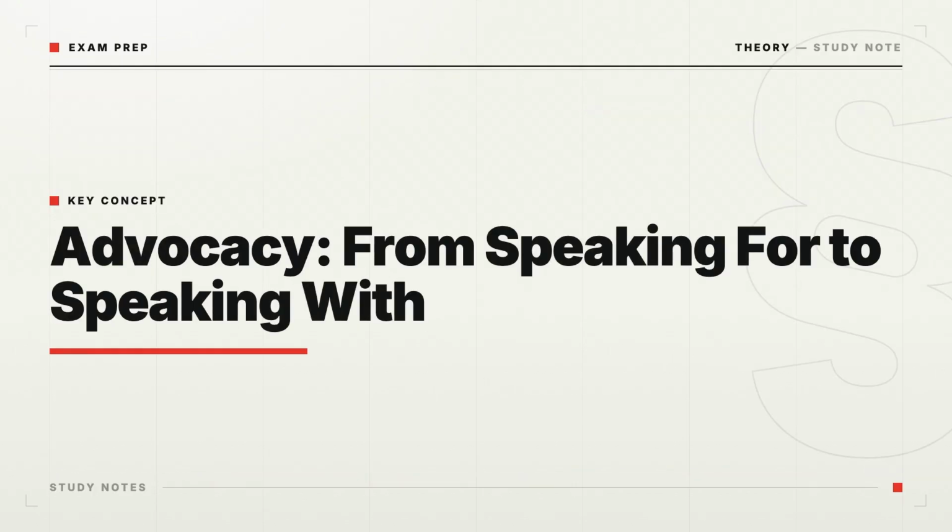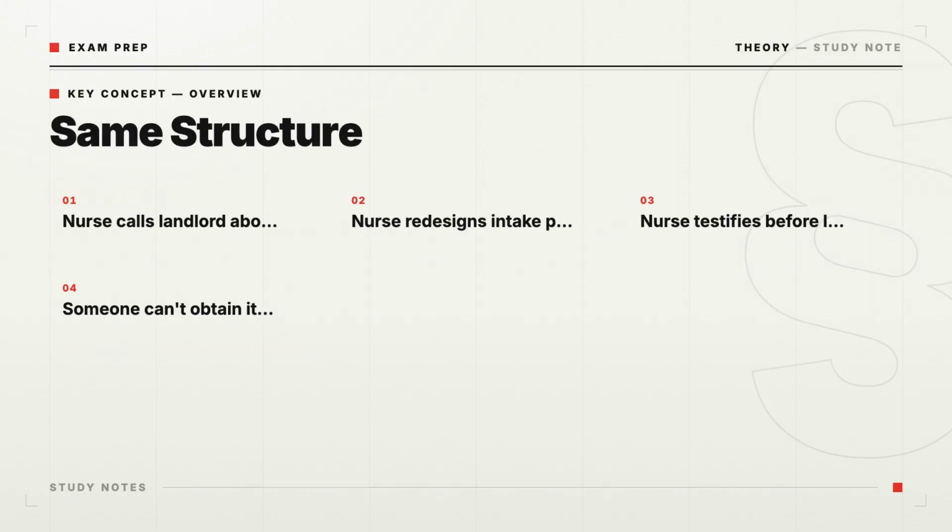Advocacy has an endpoint most descriptions leave out. It starts with pleading a cause on behalf of people who cannot fully advocate for themselves, but its ultimate aim is building their capacity to advocate for themselves. Advocacy that never transfers that capability creates permanent dependence dressed up as a good outcome.